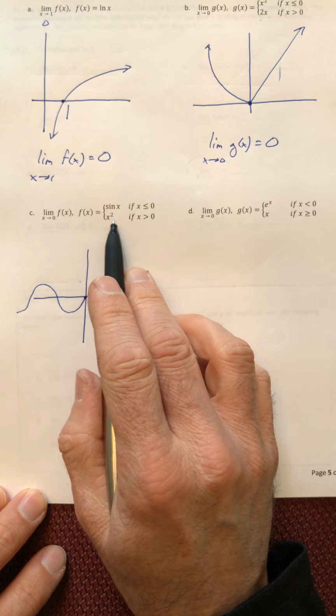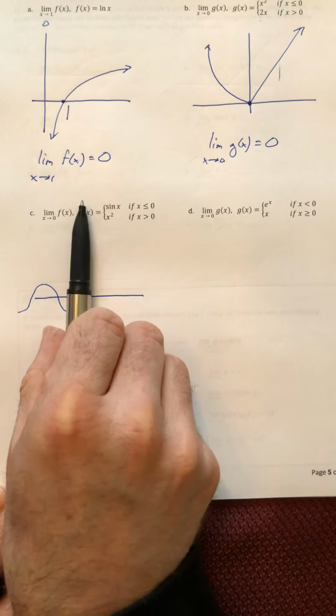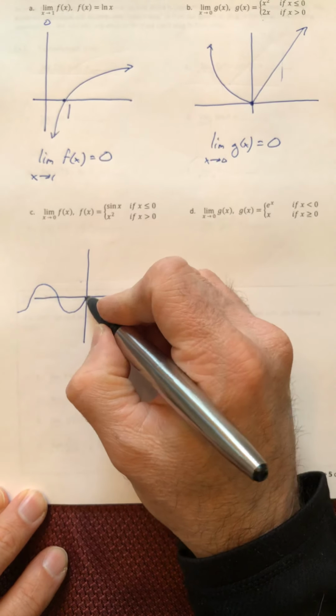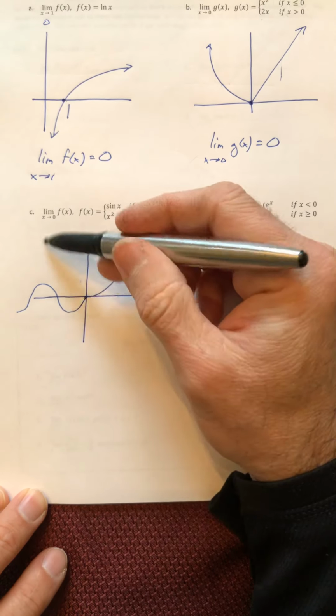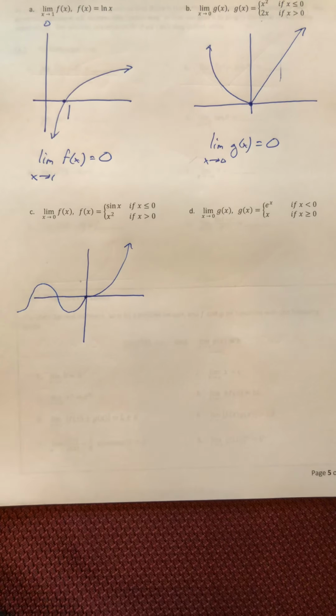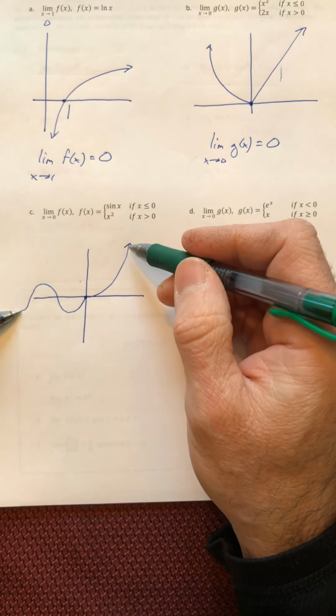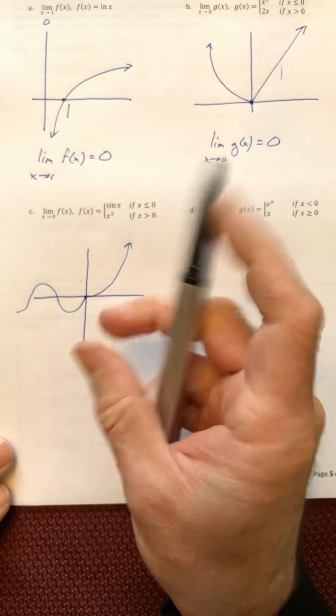Second piece is x squared. You only want for x is greater than 0, so anything on this side. So keep that right side of the parabola, not the left. You already drew stuff over here. So as x approaches 0 from both sides, it looks like you're going to run into, dun dun dun, y equals 0 again.